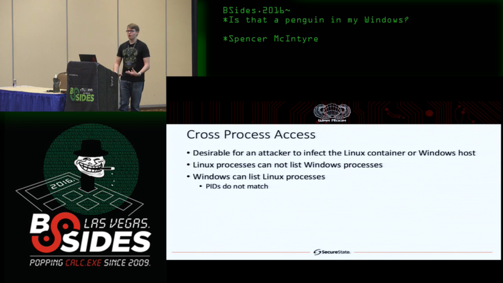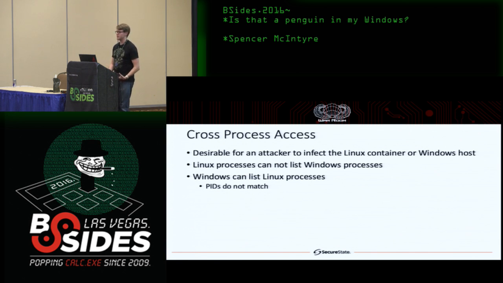Okay, so cross-process access. Let's go over the scenarios: if you have a compromised system in a WSL process, what type of access can you get out into Windows, and vice versa? This would be desirable, of course, if you're on a pen test. If you compromise an SSH server, which doesn't work yet, or Tomcat, or if you compromise the Windows host via some sort of SMB vulnerability, things like that.